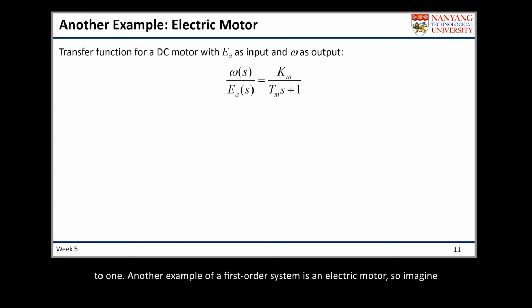Another example of a first order system is an electric motor. So imagine you have a DC motor. How do you run a DC motor? You just pump in a voltage to the DC motor, and then the shaft of the DC motor will rotate. The voltage that you give to the DC motor, let's call it EA. EA is the input that you give to the DC motor because you are pumping a voltage to it. And the DC motor will respond by the rotation of the shaft. So the output of the DC motor is the angular velocity, the speed of the rotation of the shaft.